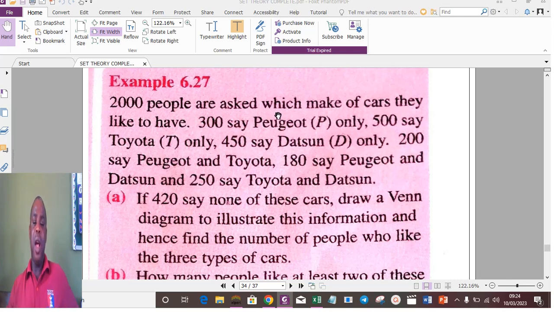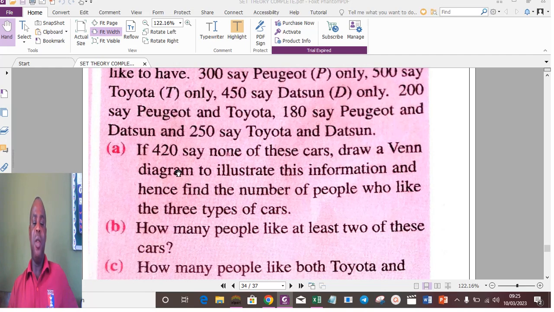Now let's look at the example. 2,000 people are asked which make of cars they like to have. 300 say Peugeot only, 500 say Toyota only, 450 say Datsun only. 200 say Peugeot and Toyota, 150 say Peugeot and Datsun, and 250 say Toyota and Datsun. Now let's look at the first question. If 420 say none of these cars, draw a Venn diagram to illustrate the information, and hence find the number of people who like the 3 cars.